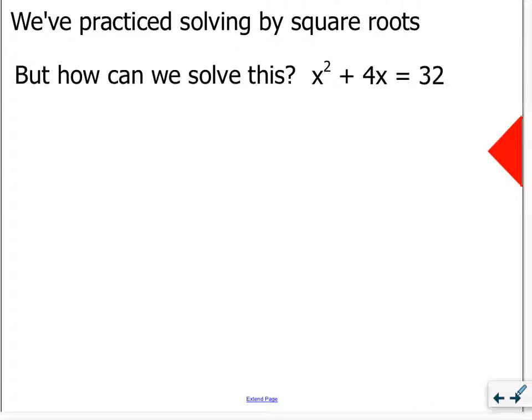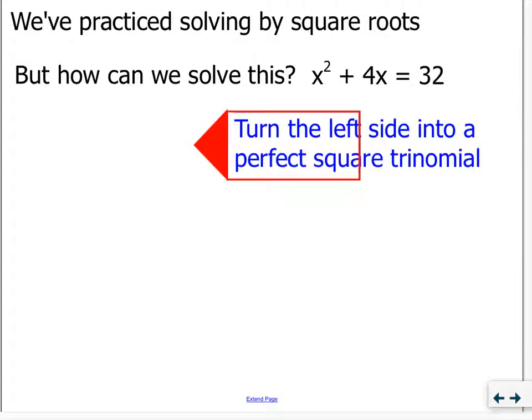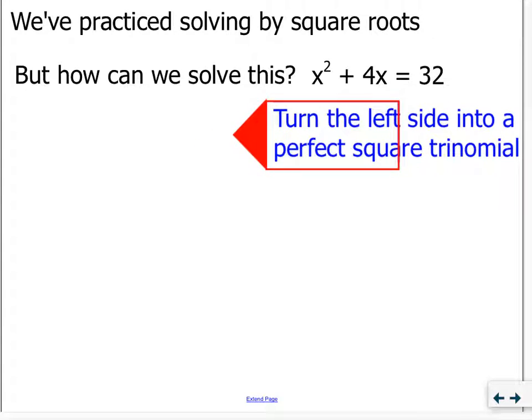Let's keep going. So we love solving by square roots. So how do we solve this equation here? Well, that big red arrow over there is probably telling me to do something. Let's see what it's telling me to do. It's telling me to turn the left side into a perfect square trinomial. Sorry about my red box not looking as boxy as it should.